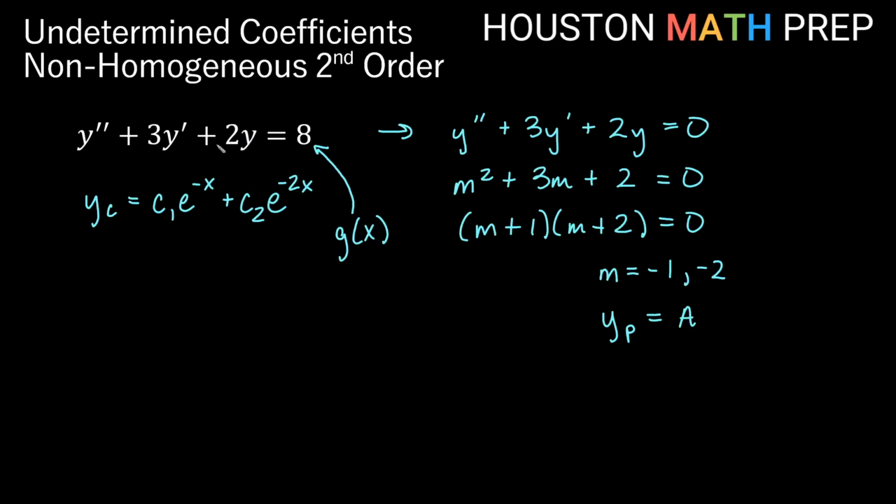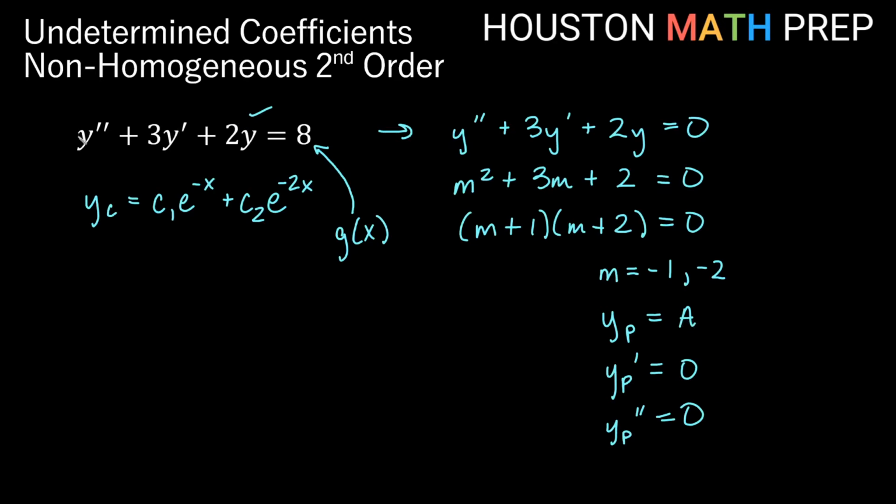And think about, to plug in to this equation, I have y, but I'll also need y prime and y double prime. So if I take the derivative of yp, since a is a constant, that will give me 0. And the second derivative, of course, will also then be 0. So we take our information for yp, its first derivative and second derivative, we put it in the equation, and then we solve for our undetermined coefficient. In this case, we just have an a to solve for.